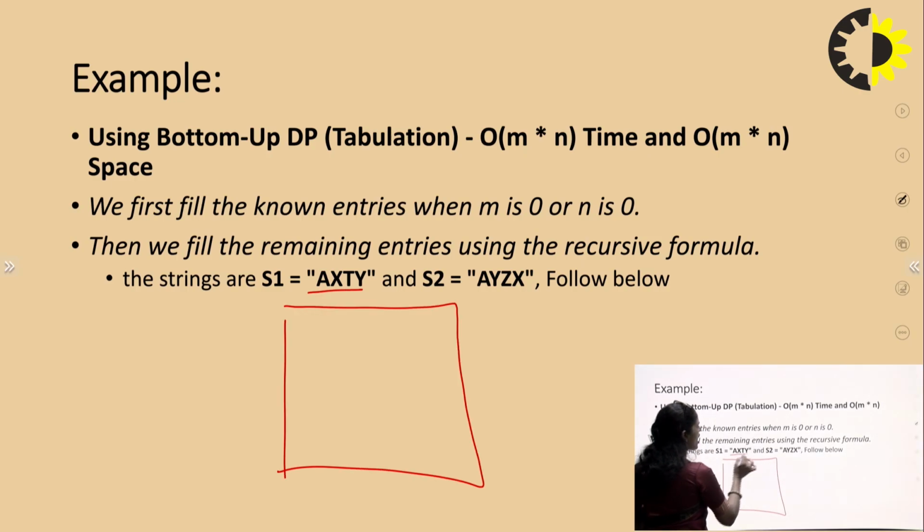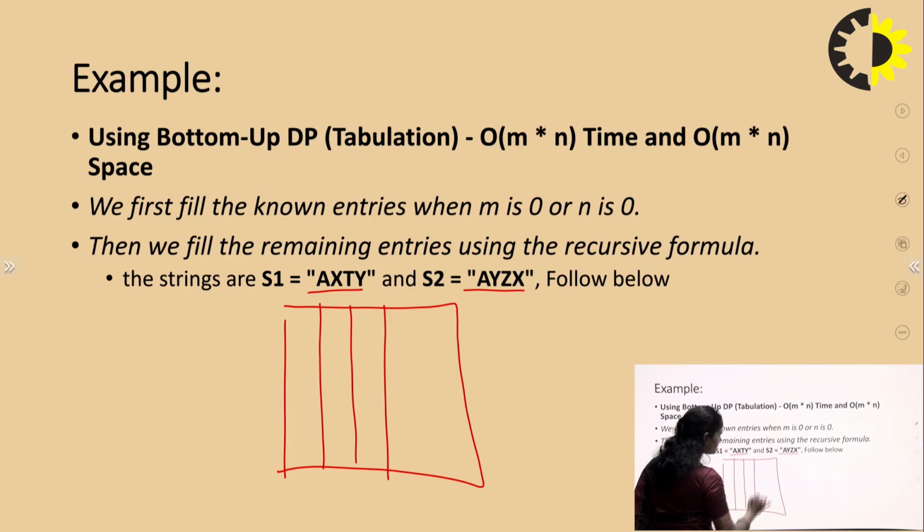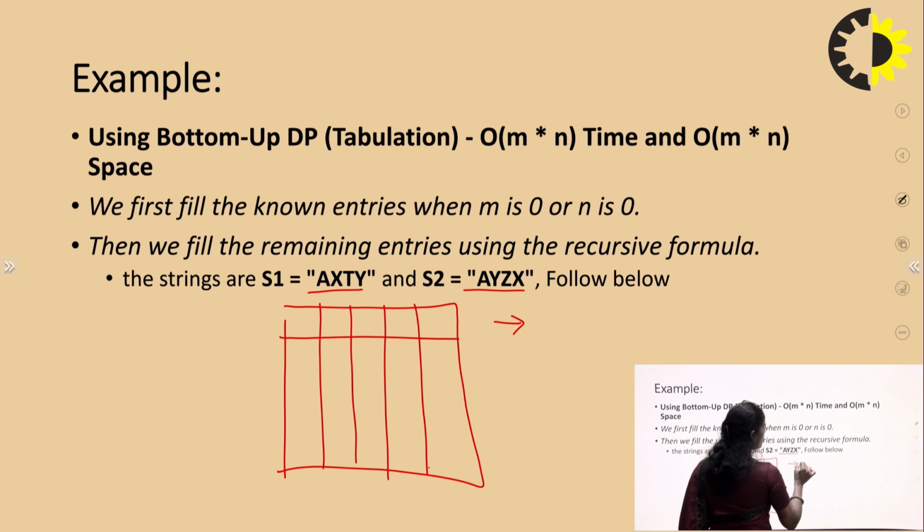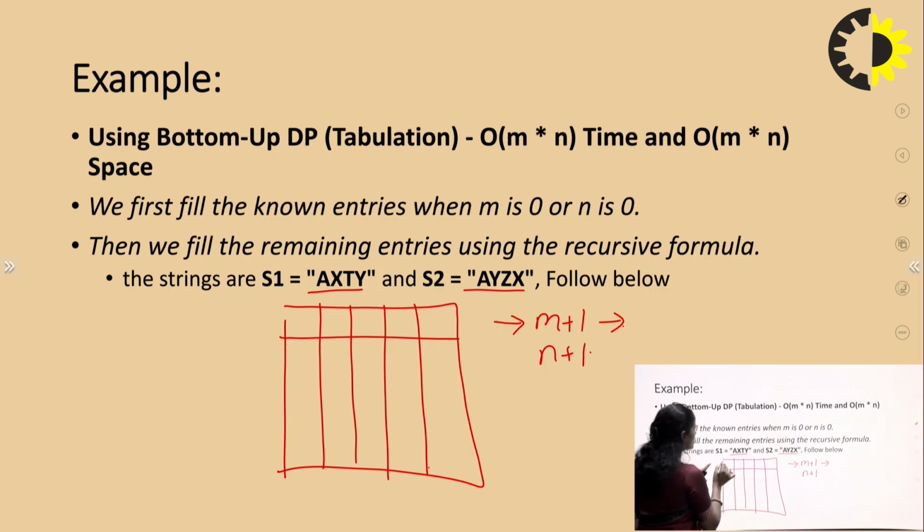So basically we have a string 1 and string 2 and we are taking a table, and the length of the table is always m plus 1 and n plus 1, because the 0th index we are taking as a value 0. 1, 2, 3 and 4. Here we have 4 elements and here we have 4 elements. Right? 1, 2, 3 and 4.